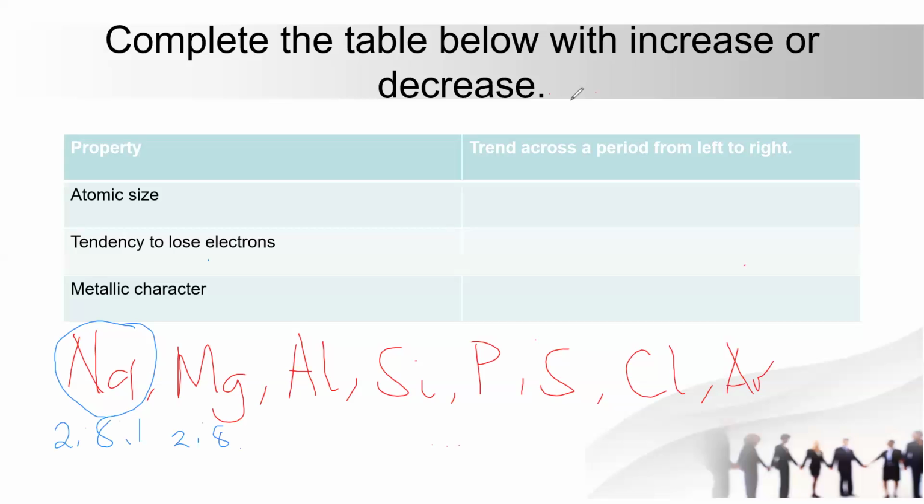2 to 8 to 2, 2 to 8 to 3, 2 to 8 to 4, and so on and so forth. And this one has 2 to 8 to 8. So what do you notice about the tendency to lose electrons as you go across the period from left to right? What do you think is happening to that tendency? Is it increasing or is it decreasing? The tendency to lose electrons is decreasing. Okay, that is very good. Ruth, please get a stable network. We can't hear what you're saying.